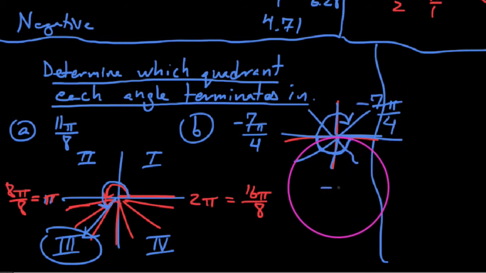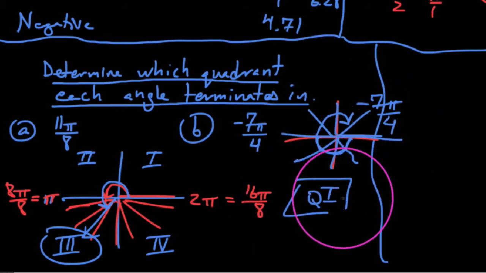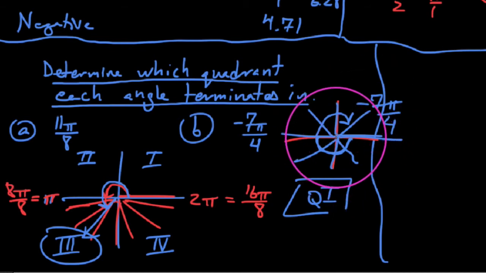And we notice that this terminates in quadrant 1. Okay, so that's what we mean by radian measurement, and that's how we measure angles using radians.